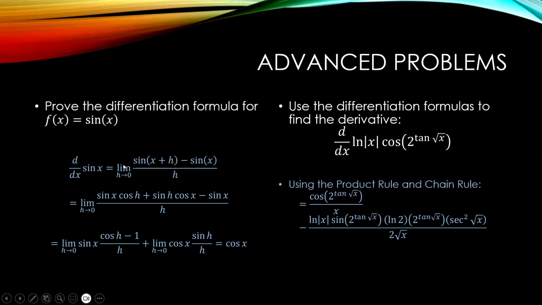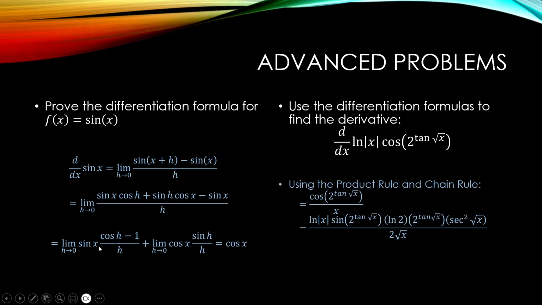Or we could prove it. And so here's the quick proof. It's the limit as h goes to 0 of sine of x plus h minus sine of x over h. We have a rule which allows us to separate sine of x plus h into these components. At that point, we can separate out the x terms and the h terms, and then just take the limit of the h terms.